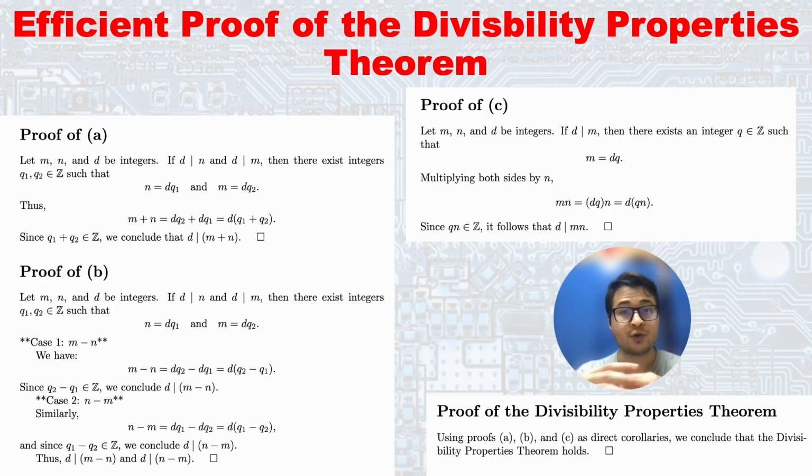Now, remember when I told you that I was going to show you one of the most efficient ways to prove the divisibility properties theorem? Well, here it is. You start with a proof of A, a proof of B, proof of C, and then you use those three proofs as corollaries and thereby establish a formal proof for the divisibility properties theorem. You can see that it is more concise than the other one, and it is quite clear. That'll be it.